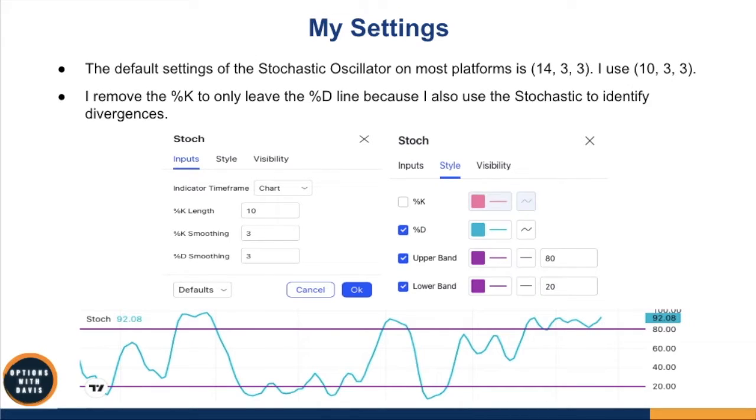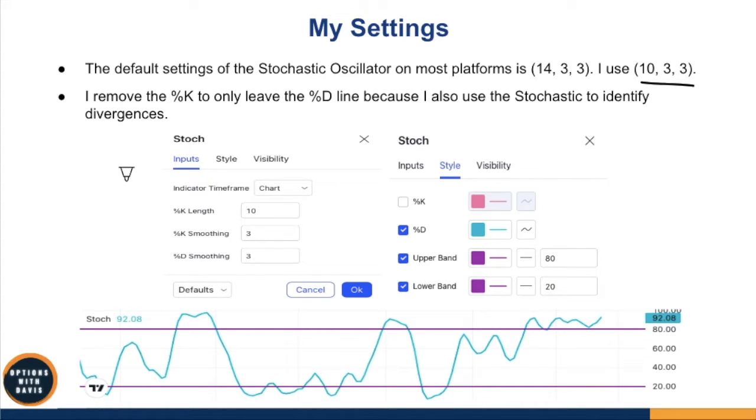Next, these are my settings. The default setting of the stochastic oscillator on most platforms is 14, 3, 3, right? I like to use 10, 3, 3. I've been using it for the longest time, and I just find that this is better for me. There's not too much difference. It's just that this gives a faster reading, right? You can use the default one if you want to. It doesn't really matter that much.